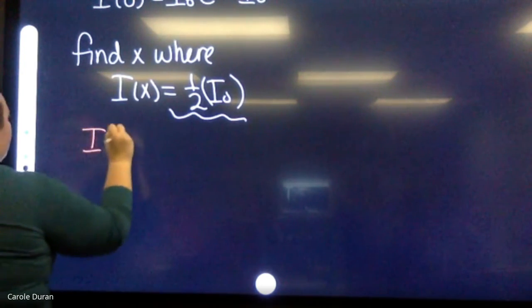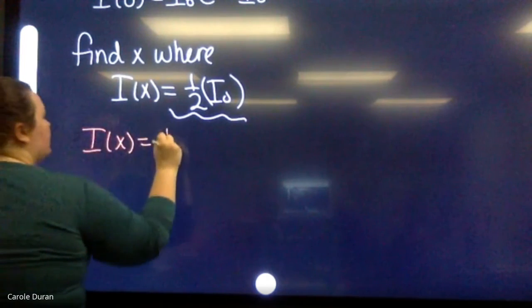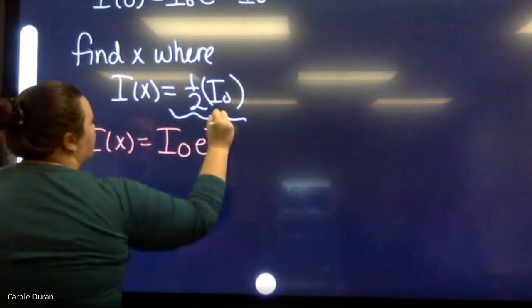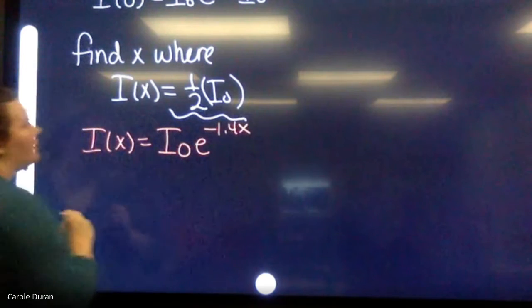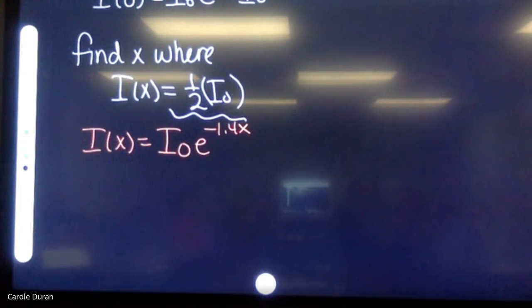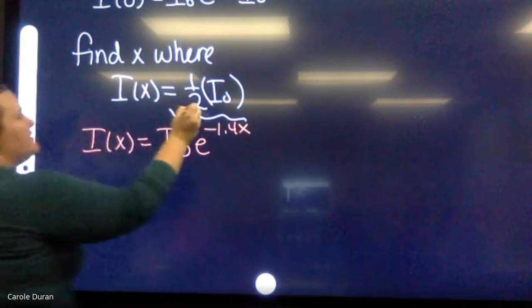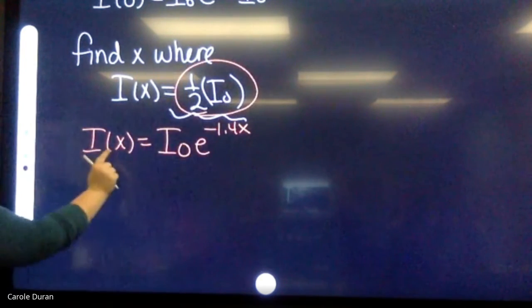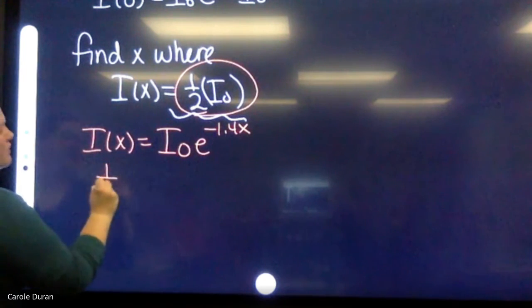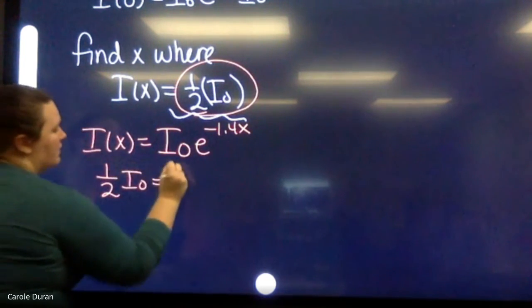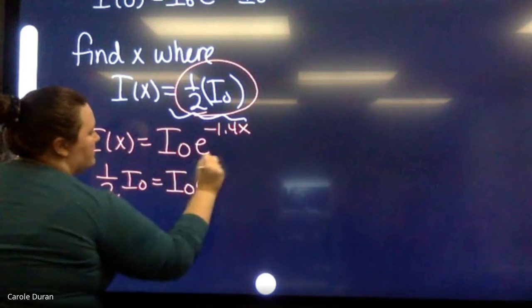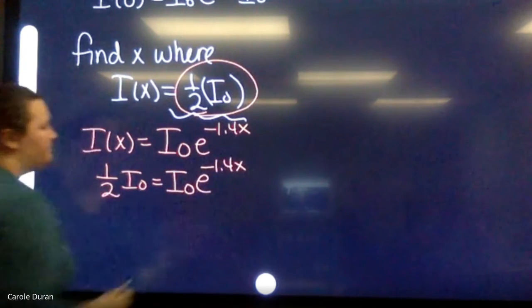My initial equation was I of x equals I naught e to the negative 1.4x. I'm trying to find where my intensity is half of what it was at the surface. So I'm going to take this 1/2 I naught and substitute it in for the I of x. So I have 1/2 I naught equals I naught e to the negative 1.4x.